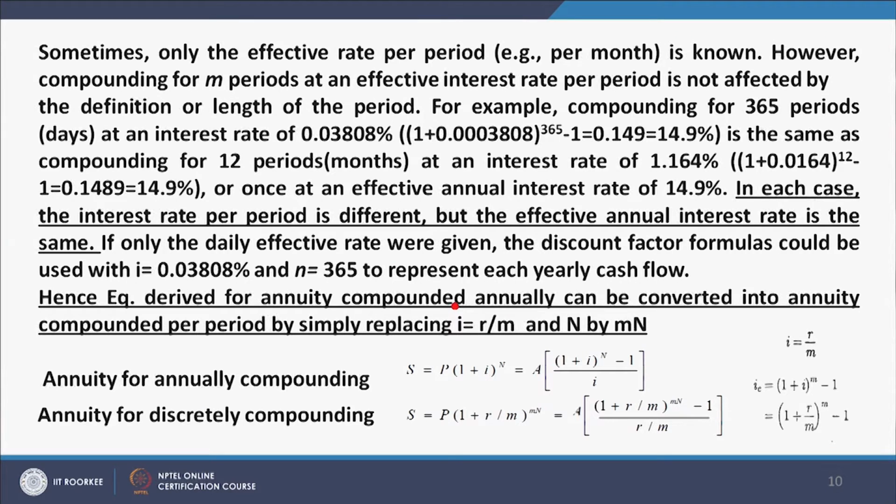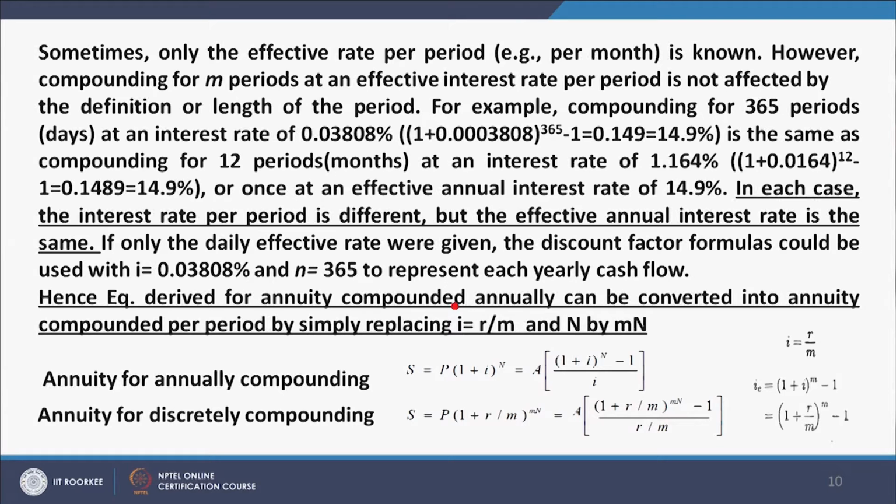If only the daily effective rate were given, the discount factor formula could be used with I equal to 0.03808% and n equal to 365 to represent each yearly cash flow. Hence, the equation derived for annuity compounded annually can be converted into annuity compounded per period by simply replacing I with R divided by M and N with M into N.